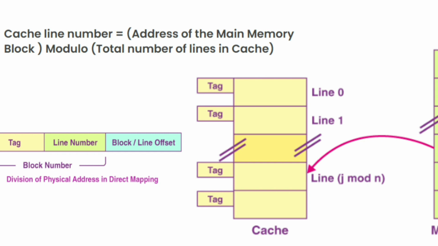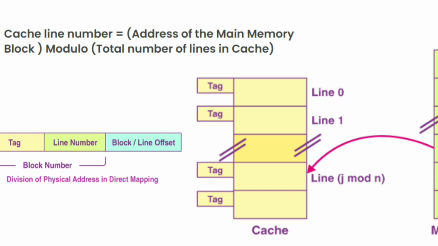Line number: if there are 16 lines, to indicate which line, 4 bits are required. So the last line means 1, 1, 1, 1. That will be stored in the line number part of this physical address division.